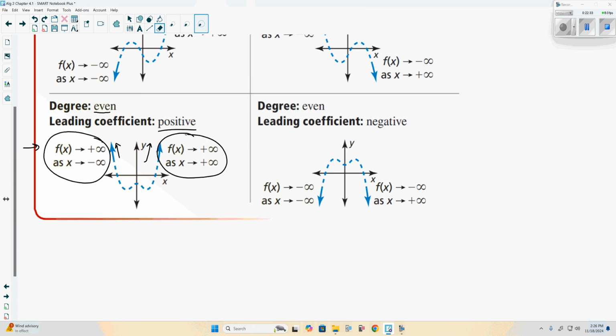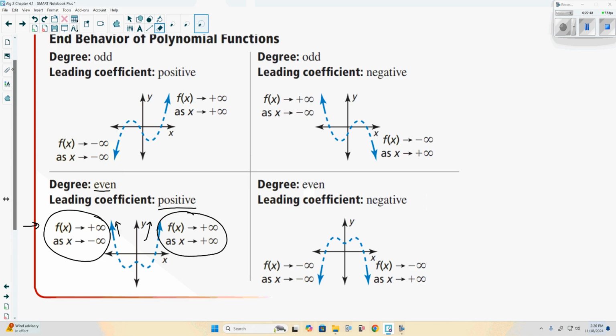If the degree is even and the leading coefficient is negative, eventually they're both going to go down. So f of x approaches negative infinity as x approaches negative infinity, and f of x approaches negative infinity as x approaches positive infinity. Odd functions are going to go in opposite directions. The middle can change, it's going to go up, down, but eventually the two ends are going to go in opposite directions one way or the other.